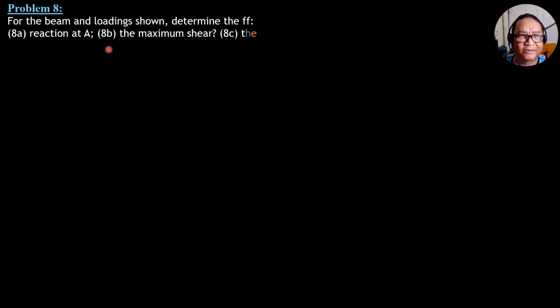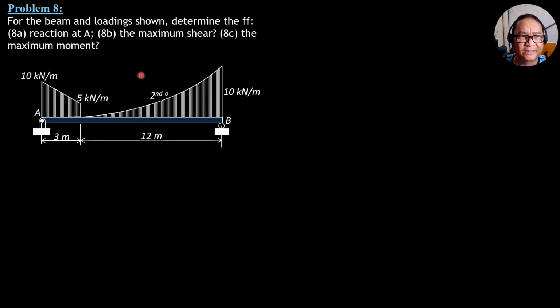So problem 8. For the beam and loading shown, determine the following: the reaction at A, the maximum shear, the maximum moment. So this is the figure. We have a second degree curve. So this is a parabola with the vertex here. So for the reaction at A, draw the FBD as shown. Then let's divide the load as shown and call this F1, F2, F3.